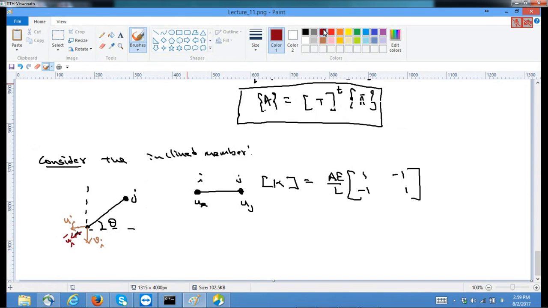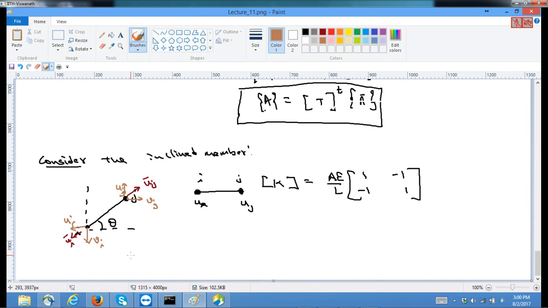Similarly, this u bar j can be split into a resultant of uj and vj. So the resultant of these two will be giving you u bar j, and the resultant of ui and vi will be giving the resultant of ui.